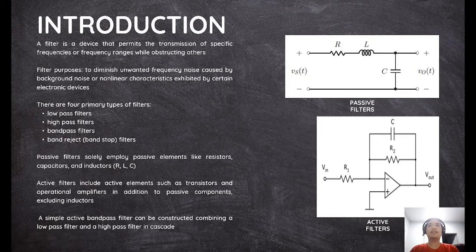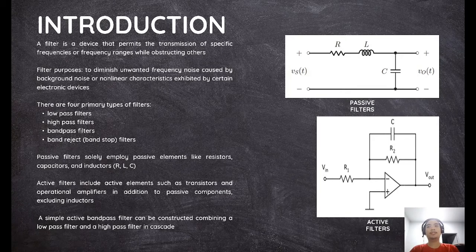So what is a filter? A filter is a device that permits the transmission of specific frequency. Its purpose is to diminish unwanted frequency noise caused by background noise or maybe a nonlinear characteristic exhibited by certain electronic devices. There are four primary types of filter: low pass, high pass, band pass, and band stop filter, also called band reject.